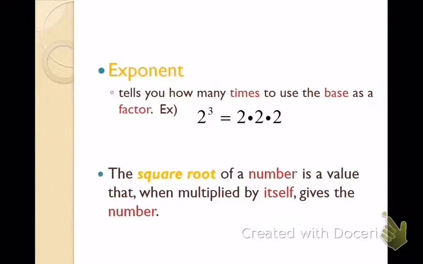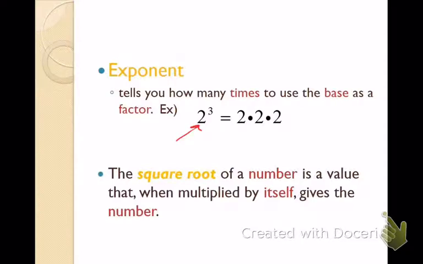Next vocabulary term is an exponent. It tells you how many times to use the base as a factor. Some pretty fancy words there. Factor just means the things that are multiplied together. Factors are numbers or variables or whatever that are multiplied together. So basically, an exponent tells you how many times to multiply a base by itself.